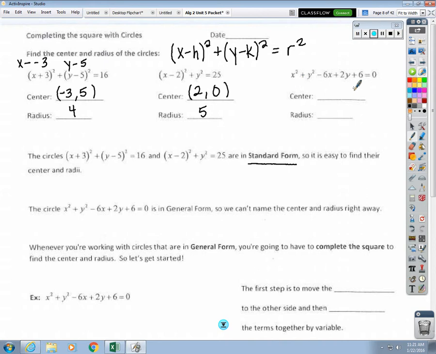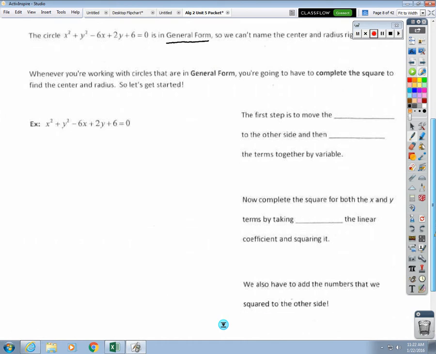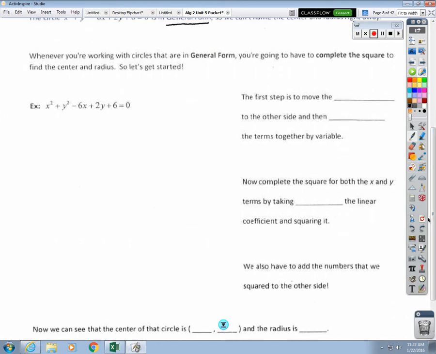This last one, though, is general form. So, we can't identify the center and the radius right away. Whenever we're working with circles that are in general form, we're going to have to complete the square to find the center and the radius. Okay, so let's get started. The first step is to move the constant, which yes is c.